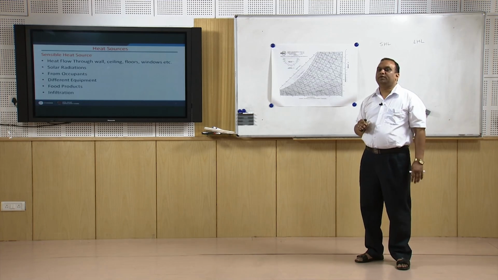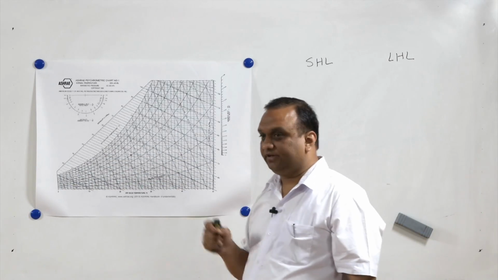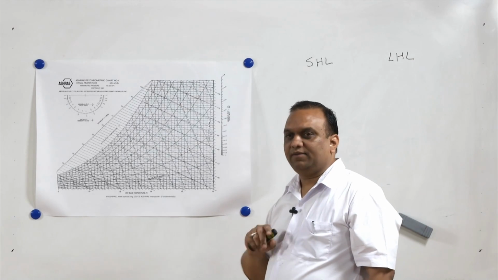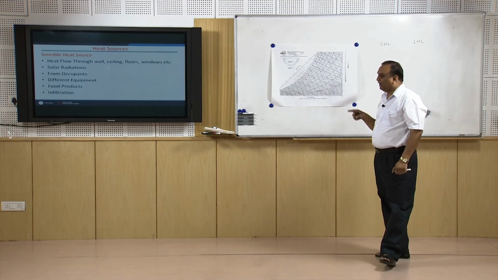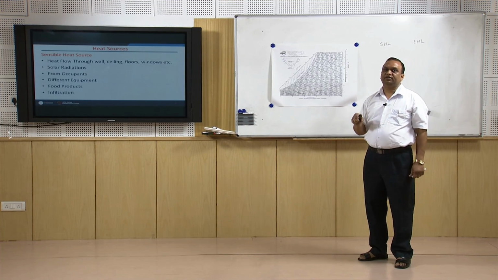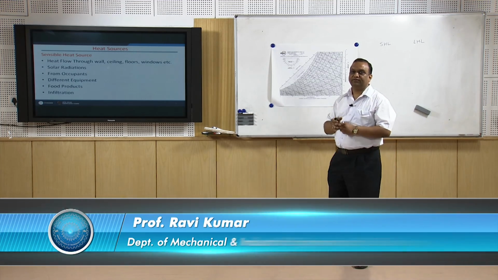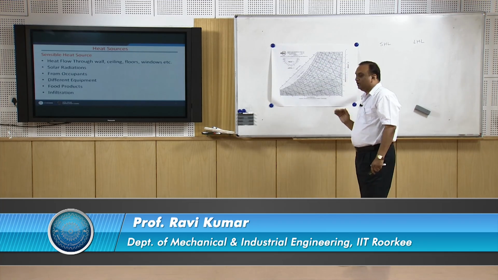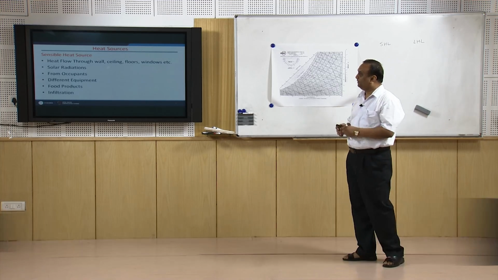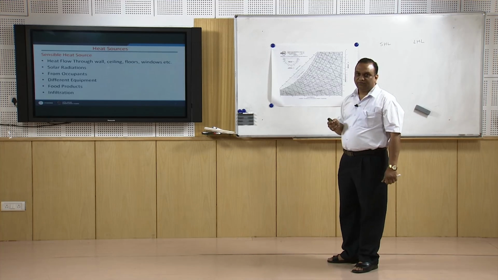Normally in a single storied building, maximum heat transfer to the room from outside takes place through the ceiling of the building. So, if we do roof insulation, the cooling load on the air conditioning system can be grossly reduced. Even if we do not do the roof insulation, if we put some sort of white reflective tiles on the roof, that will also bring down the cooling load on the air conditioning system. So, sensible heat sources are heat flow through walls, ceiling, floor and windows.